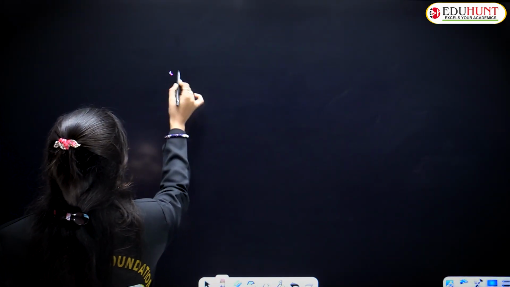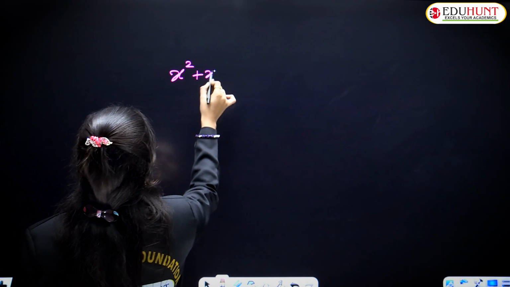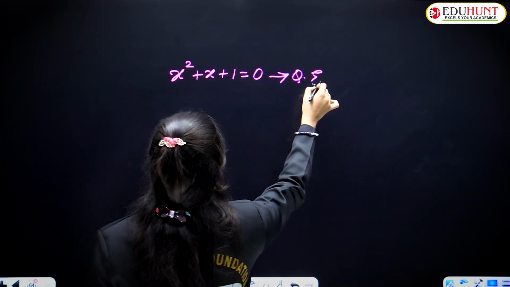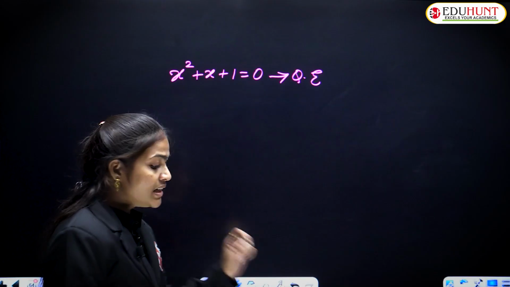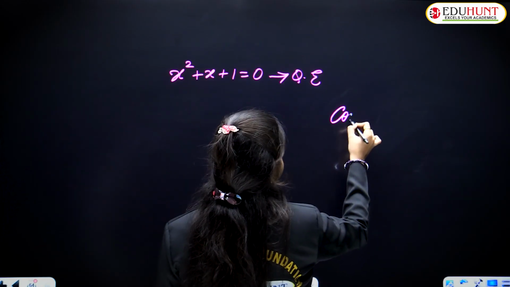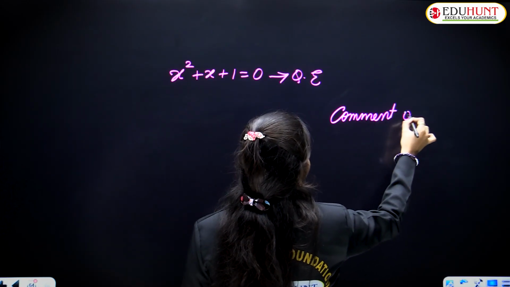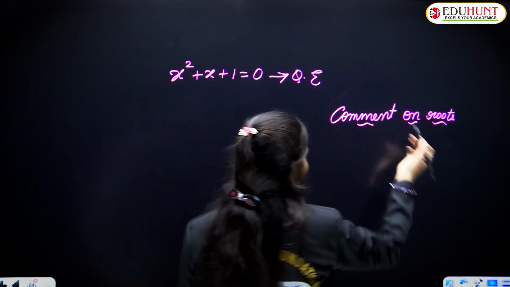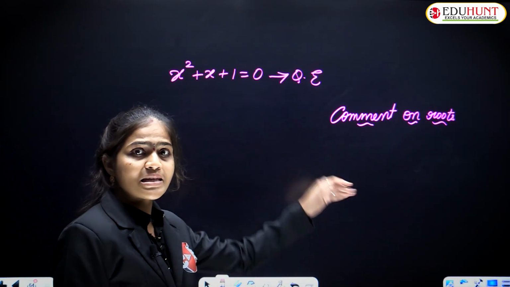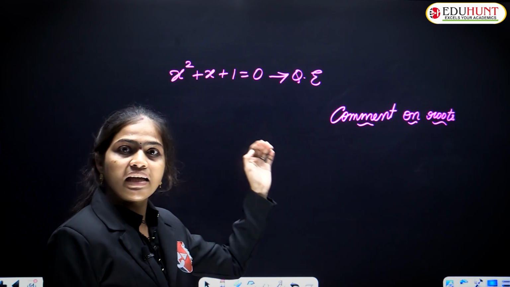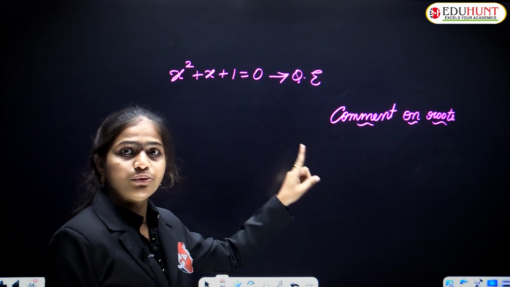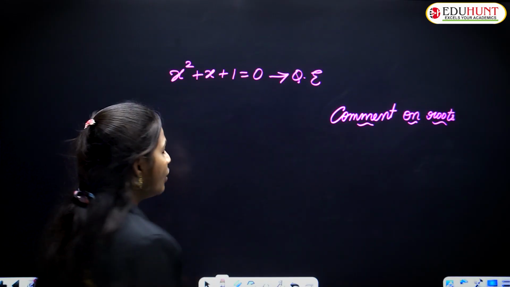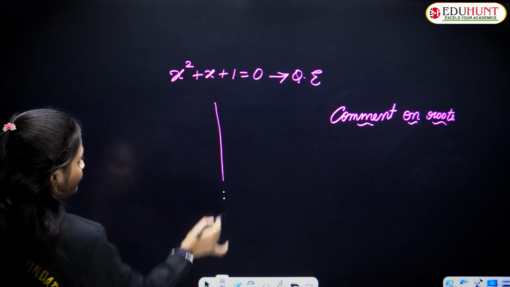Here the example: x square plus x plus 1 is equal to 0 is a quadratic equation. Just comment on the roots. Comment on roots means which type of roots we will get without simplification. Here I will tell you by using the discriminant, as well as by using simplification I will show you the roots.